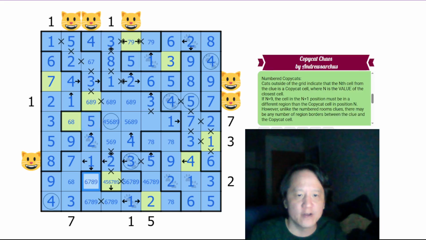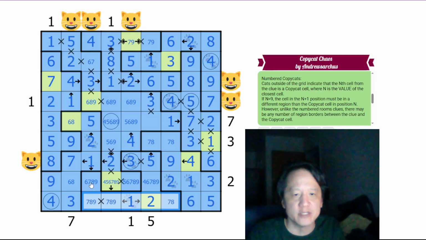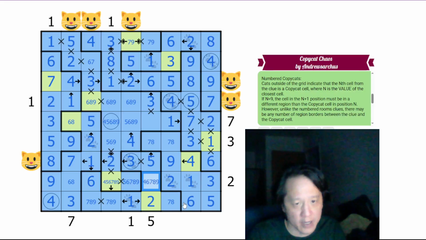No 4 or 5 here. 6, 7, 8, 9. 7, 8. No 6 here. Where is this? You have a 7, 8, 9 triplet in this lower central region, which eliminates 7, 8, 9 in the rest of the region. So this can't be 7, 8, or 9. It's 6. Or 6, it's 4. So no 4 here. 6 eliminates 6 here, so it's 8 and 6.